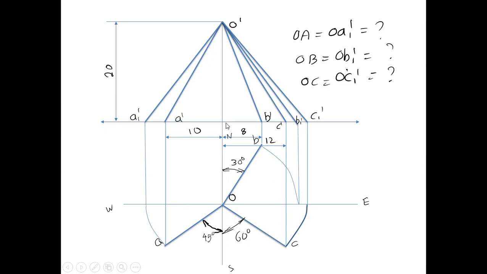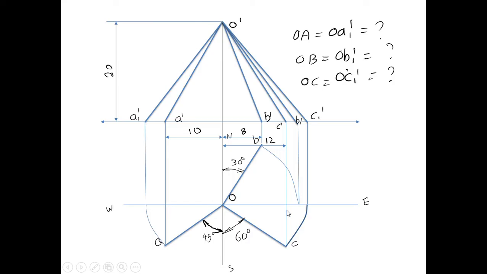Now once you get all these points OA, OB, OC and O dash A dash, O dash B dash and O dash C dash, you have to get the true length. To get the true length, with O as center and OA as radius, you draw an arc like this up to the locus of A, then drop that to the locus of A dash. You can get the line O dash A dash.